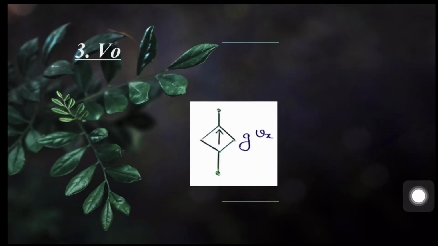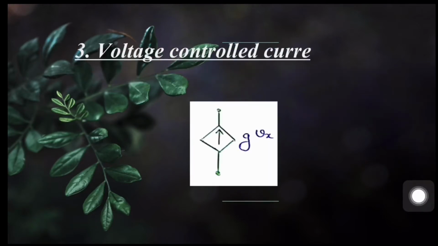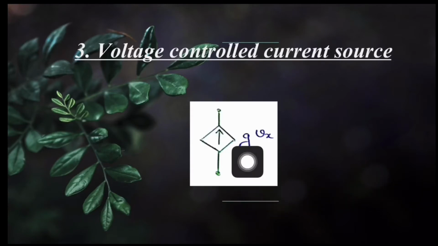After that, voltage controlled current source. This is the symbol. G into Vx is the source quantity. Now can anybody tell me what would be G? G is a constant. What about this Vx? Vx is the controlling voltage that is defined at some other location.